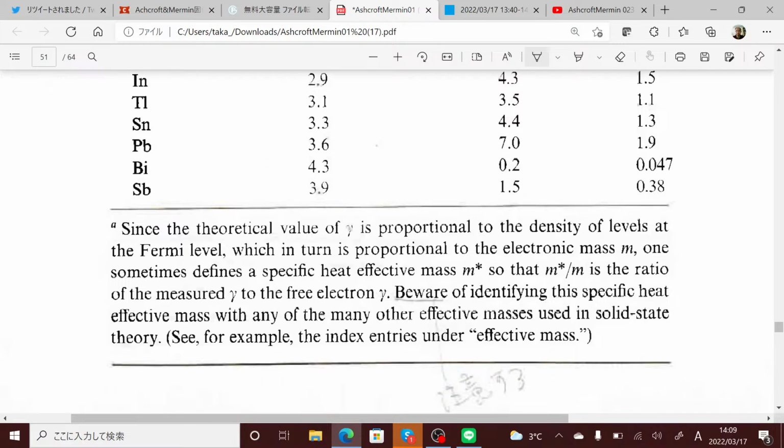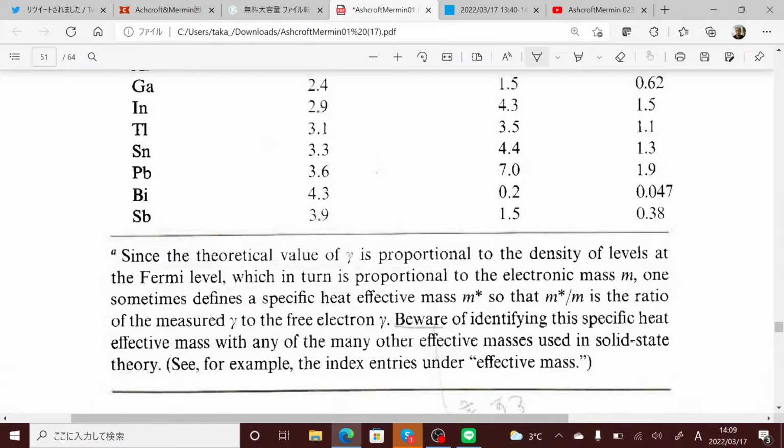m star over m is the ratio of the measured gamma to the free electron gamma. Beware of identifying this specific heat effective mass with any of the many other effective masses used in solid-state theory.